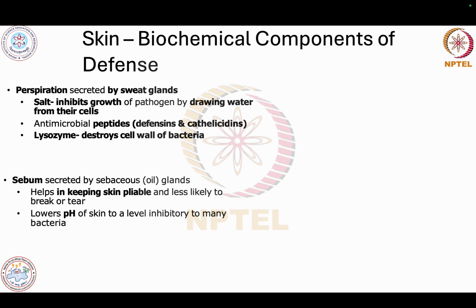Skin biochemical components of defense: perspiration secreted by sweat glands. There you can see salt, which inhibits the growth of pathogens by drawing water from their cells. Antimicrobial peptides are present there, for example defensins and cathelicidins. Lysozyme is present, which destroys the cell wall of bacteria. Sebum secreted by sebaceous oil glands helps keep skin pliable and less likely to break or tear. It lowers the pH of skin to a level inhibitory to many bacteria.